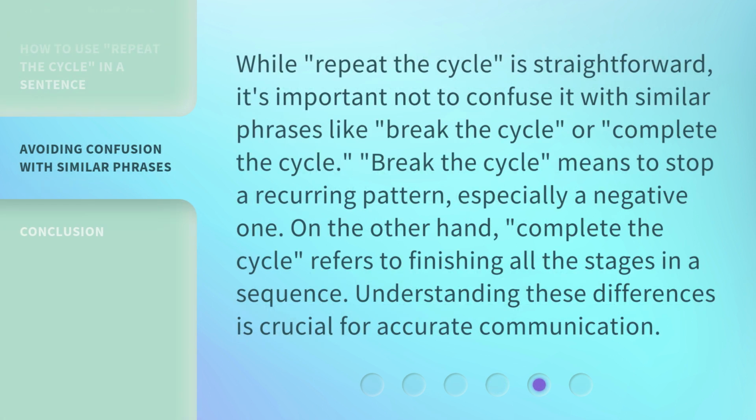While "repeat the cycle" is straightforward, it's important not to confuse it with similar phrases like "break the cycle" or "complete the cycle." "Break the cycle" means to stop a recurring pattern, especially a negative one. On the other hand, "complete the cycle" refers to finishing all the stages in a sequence. Understanding these differences is crucial for accurate communication.